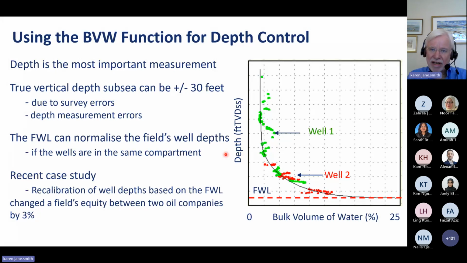So we say the free water level is constant throughout the wells. If there's a difference, it's because the depth is wrong. Now, in a recent study, we calibrated the well depths to the free water level, and this changed the equity between 2 oil companies by 3%, which was billions of dollars.